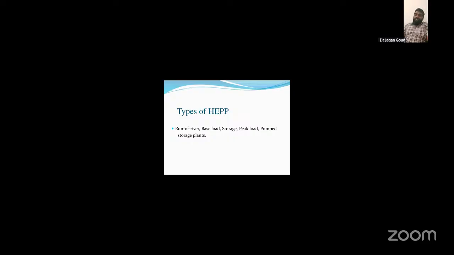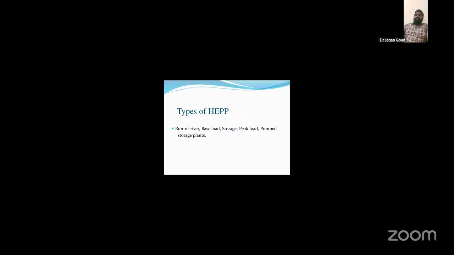Features are two reservoirs at different elevations, reversible pump turbine units, and it acts like a large-scale battery. Some advantages are there, like it stores excess energy, supports grid stability, and is ideal for integrating renewable energy. Some limitations are there: capital cost, and it requires suitable topography. Applications are peak load management and renewable energy balancing.